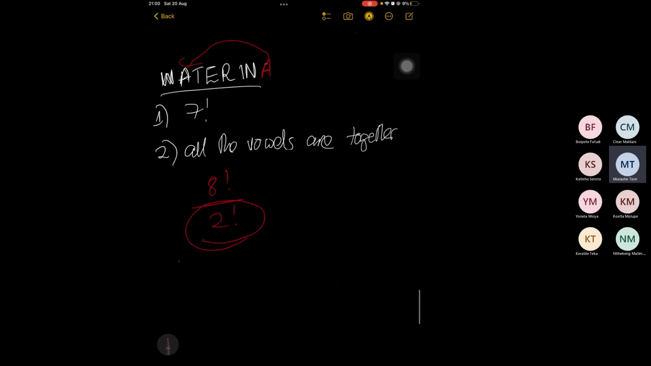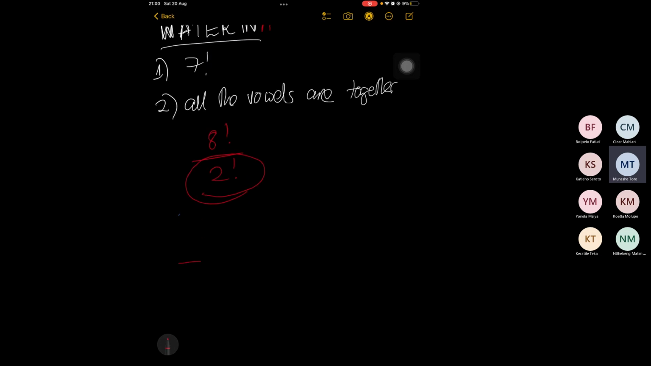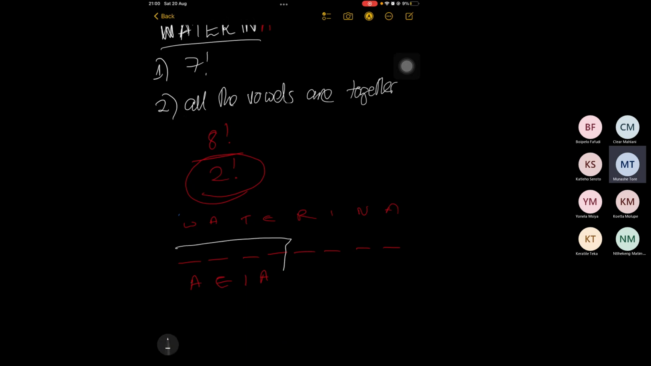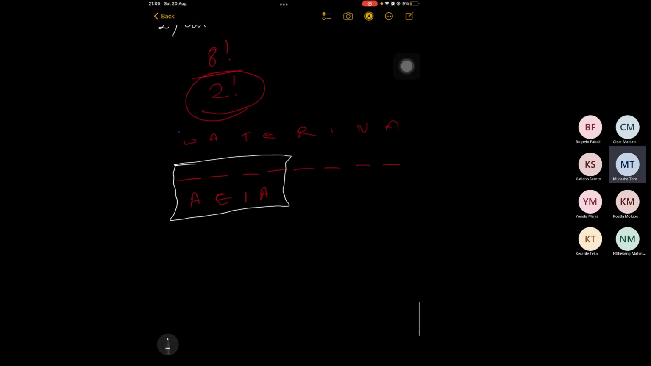Then for all vowels to be together, now we have 8 positions, for the word we said, with another A here. So we have 8 positions, but how many vowels do we have? We have 1, 2, 3, 4 vowels, which is A, E, I, and another A. It's going to be in these 4 positions. So how many other positions do we have? Because we have W, T, R, and N.